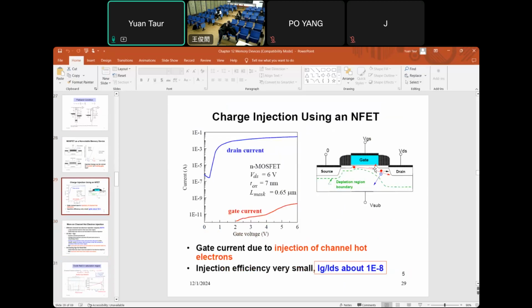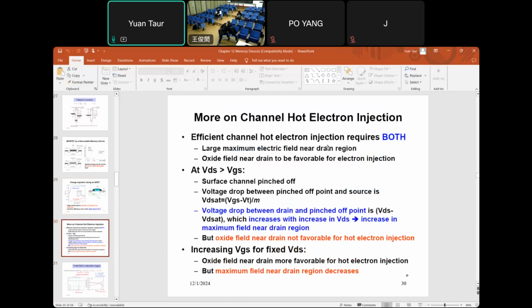Go back here. So for the electron to be injected from the channel into the gate, first the electron has to attain a very high energy. That's in the source drain direction. Next, the field in the vertical direction should be favorable for electron to go from the channel into the gate. So those are the two conditions: a large field near the drain, and also oxide field favorable for electron injection.